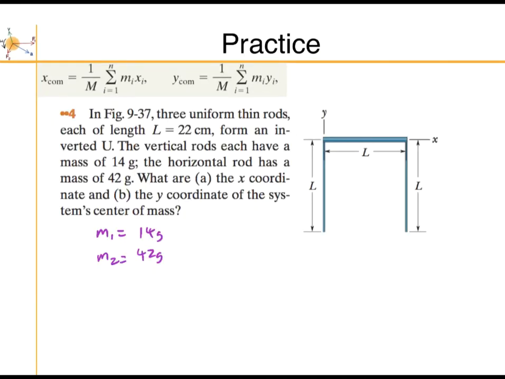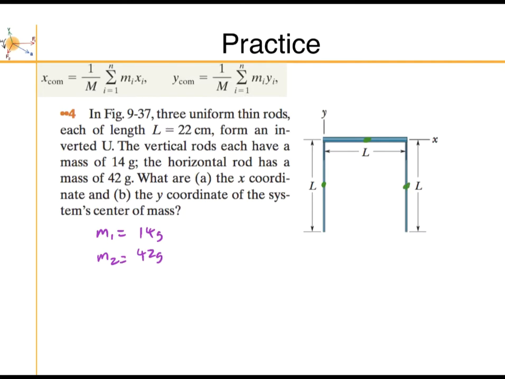Here's an interesting example from the textbook that I'd like to try. We have three uniform rods, each length 22 centimeters. The two vertical ones are each 14 grams, and the horizontal one is 42 grams. So I've labeled their masses M1 and M2. And we can assume for each of these cases that the center of mass for each rod, because it's uniform, is at the middle of the rod.